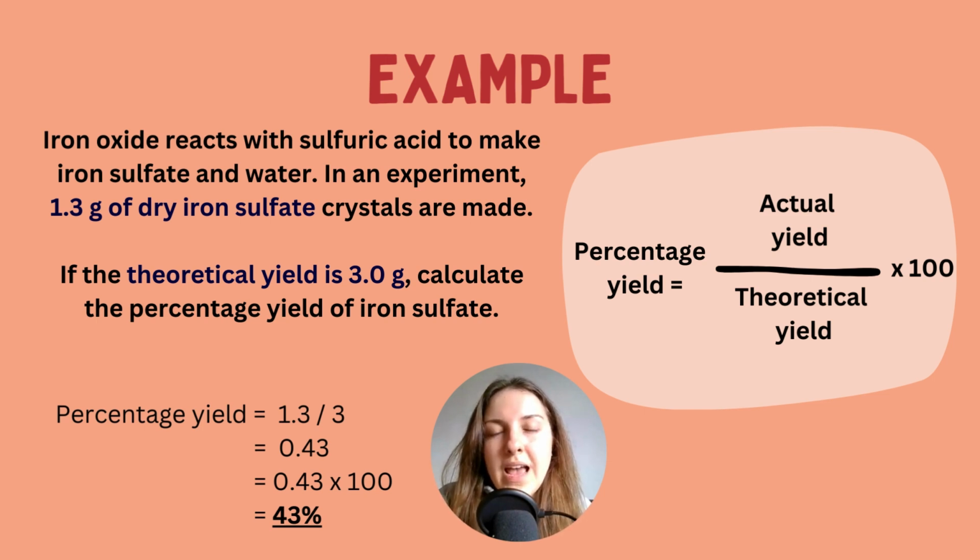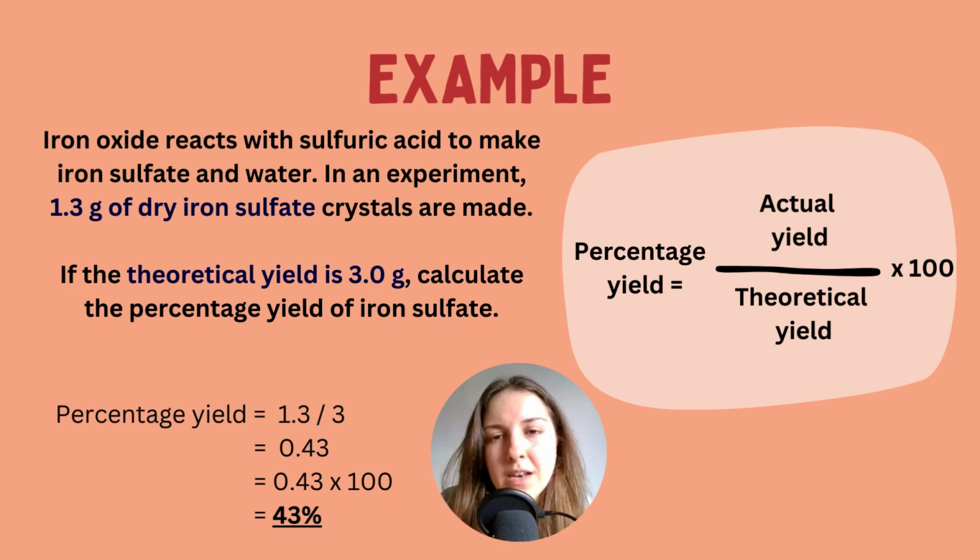So what you want to do in every single equation calculation you need to do is write out the equation first. So the percentage yield is equal to the actual yield divided by theoretical yield times 100. So the actual yield in this case was 1.3 grams, but it was divided by a theoretical yield of 3.0. If we work this out in our calculator, we get an answer of 0.43, and times that by 100, you get 43%. So it's a pretty low yield.